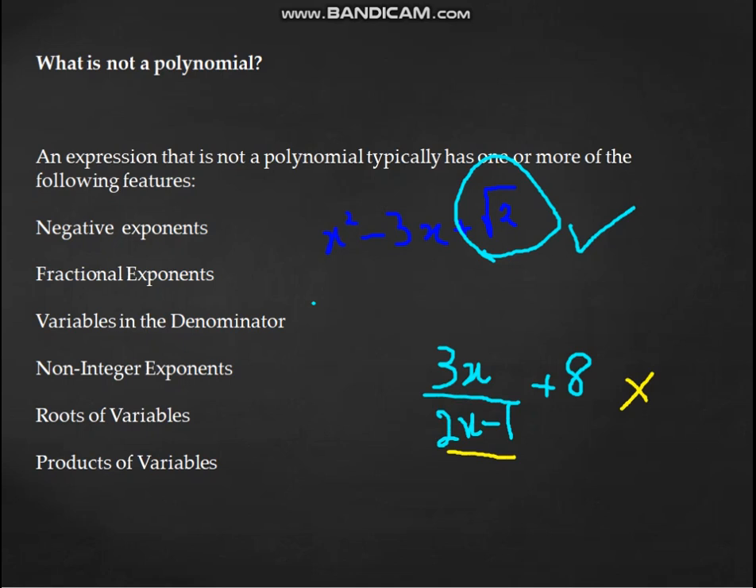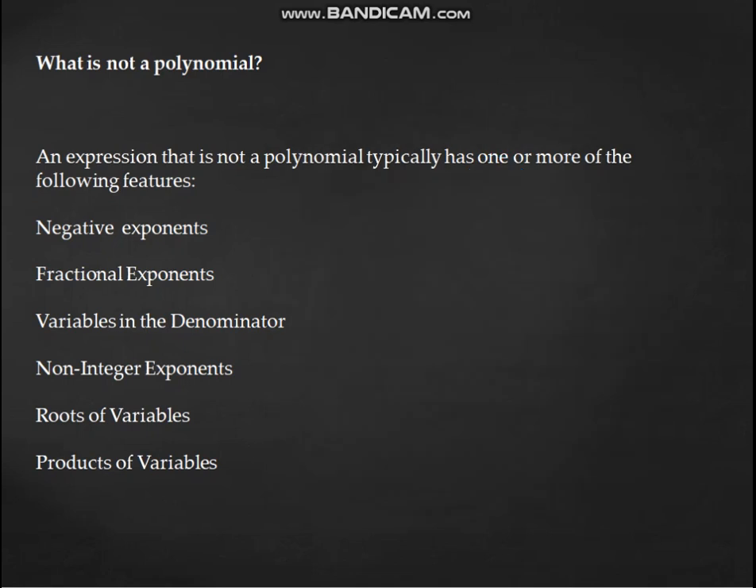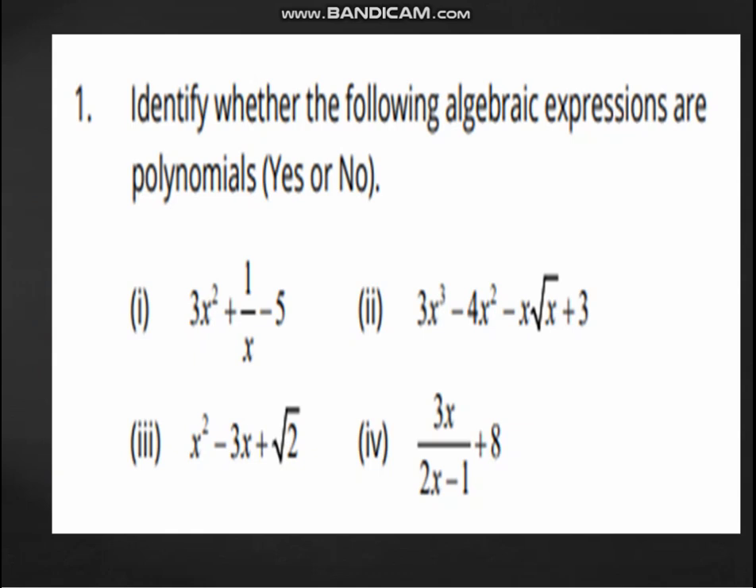Let me clean everything down. We looked at 4 expressions. I'm going to show you every one of these. This has a variable in the denominator, which means this won't be a polynomial. This has a root over a variable, so this won't be a polynomial as well. This will be a polynomial. And this won't be a polynomial.